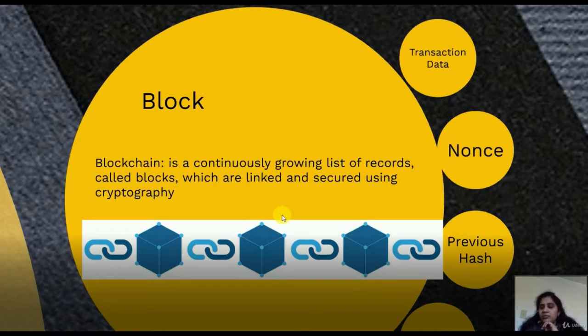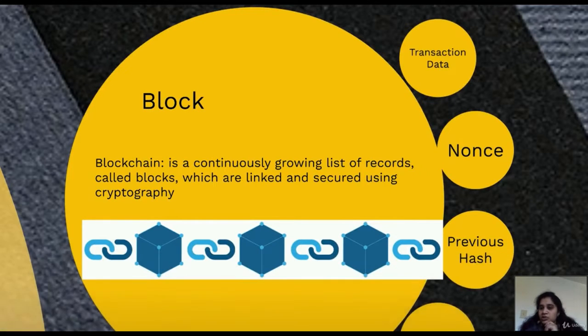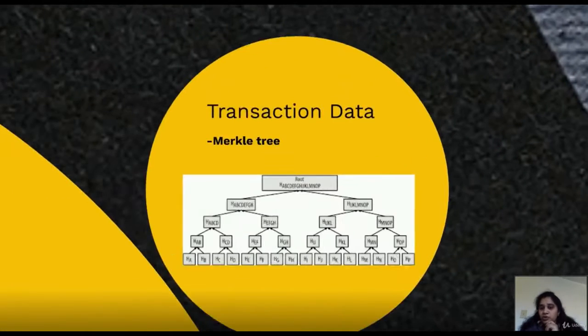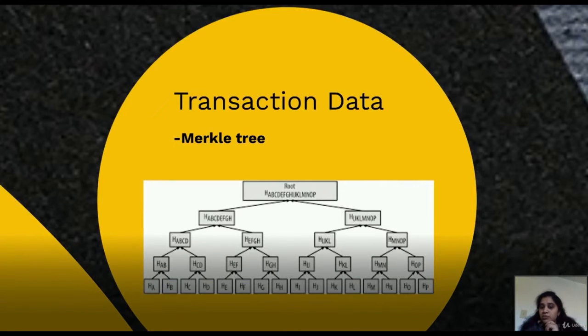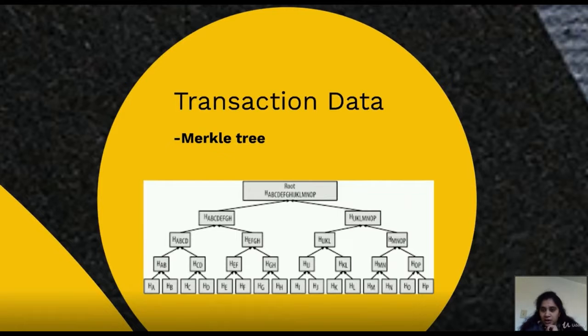What are the major components in the block? If you take block 1, each block will contain some information. The parts of it are the transaction data, nonce, previous hash, and timestamp. We are going to see each of them: what the transaction data is, what the nonce is, what the previous hash is, why we store the previous hash, and what the timestamp is. The first one is the transaction hash.